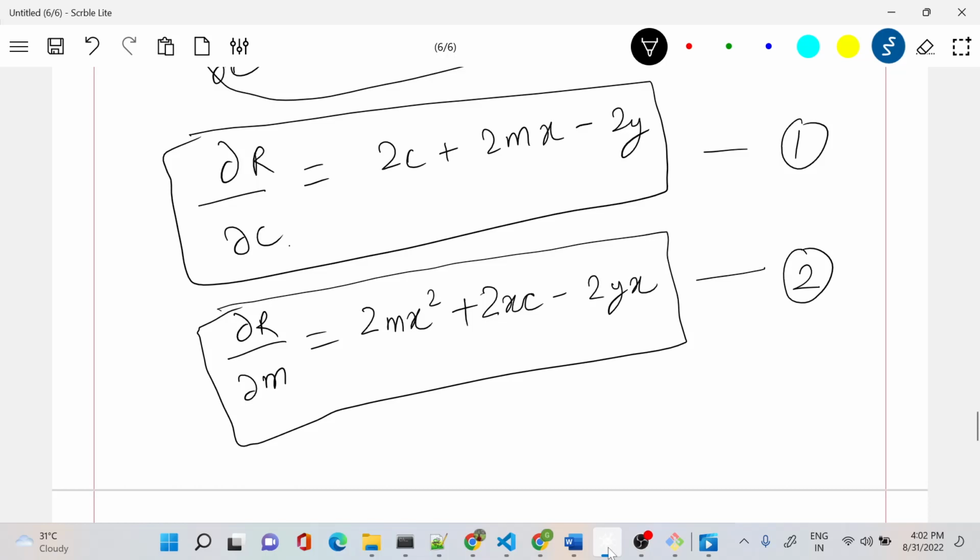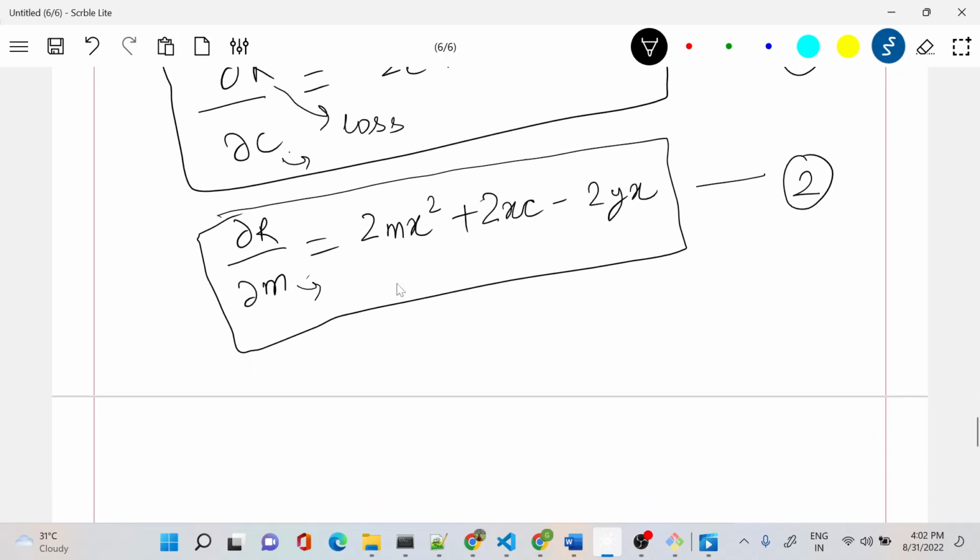So let's start from where we left off in the last video. These are two equations that we have got after partially differentiating our loss term with respect to C and with respect to M. These are the two values that we have got, and now we have to update our M and C value.